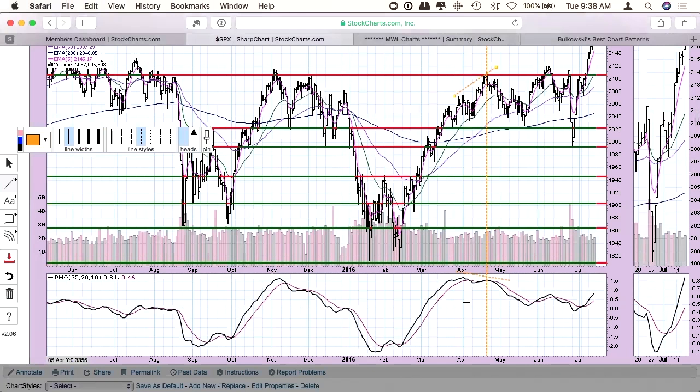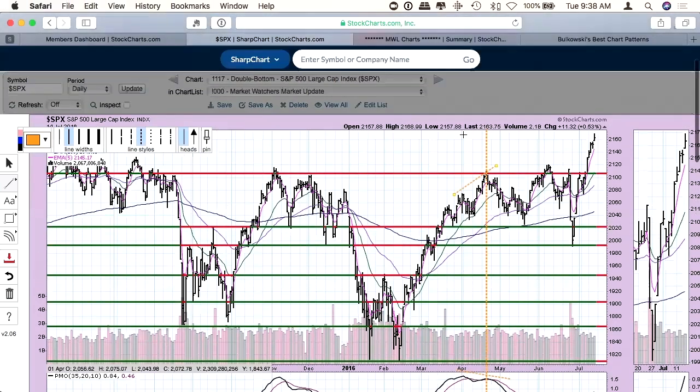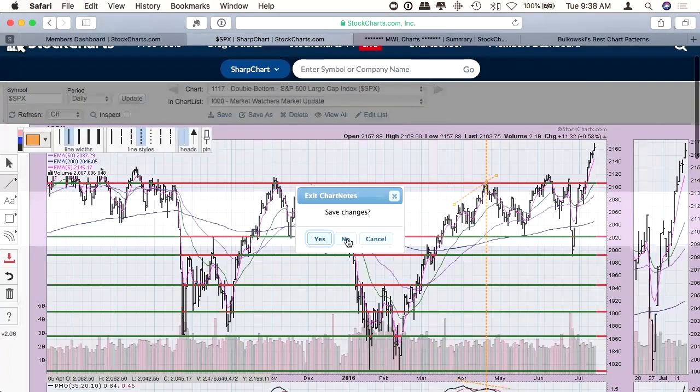Of course, the PMO for me is my number one go-to. I usually include the OBV because I want to consider volume as well. I don't see the OBV, what it's doing here, because I didn't want to get that involved, but let's move along. So that was a double bottom.